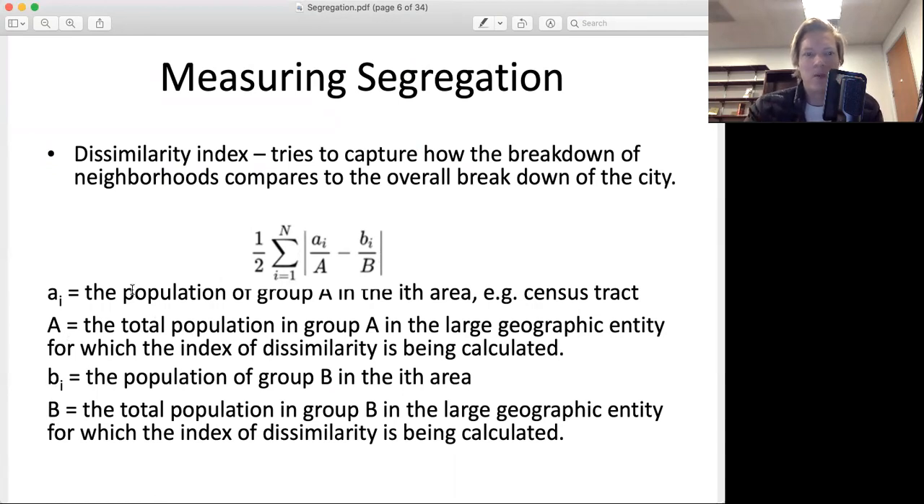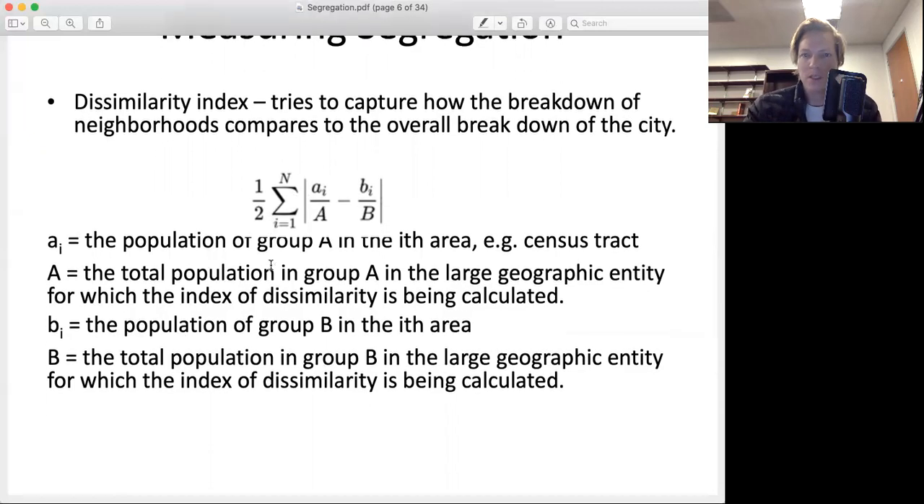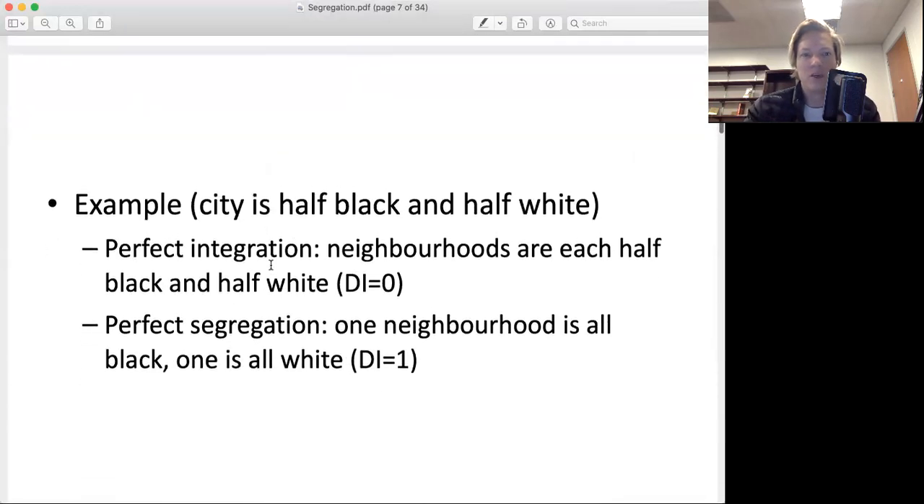Then what you do is take the population of Group A in the ith area. Say you're doing the first neighborhood: what is the population of Group A in that area? Then you divide it by the overall population of Group A. Same thing with Group B. Then you take the absolute value of the difference between the two. You sum this over each neighborhood and multiply by 1/2, and that gives you the dissimilarity index. This number will be between 0 and 1.